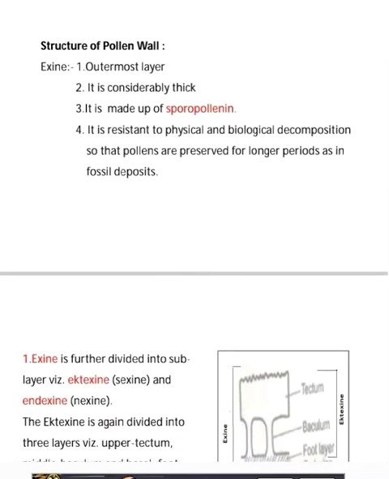Exine, it is the outermost layer. It is considerably thick and it is made up of sporopollenin. Sporopollenin is important to note. It is resistant to physical and biological decomposition. Due to this sporopollenin, pollens are preserved in fossil deposits.